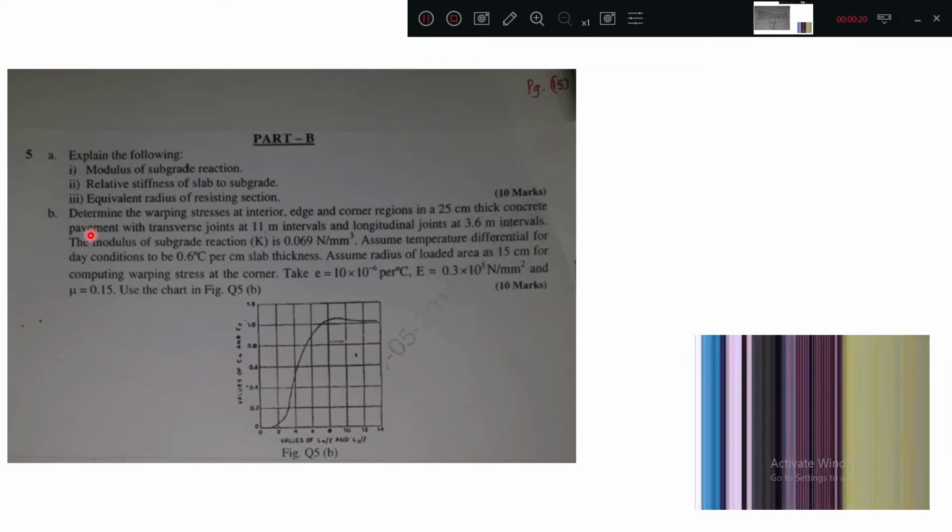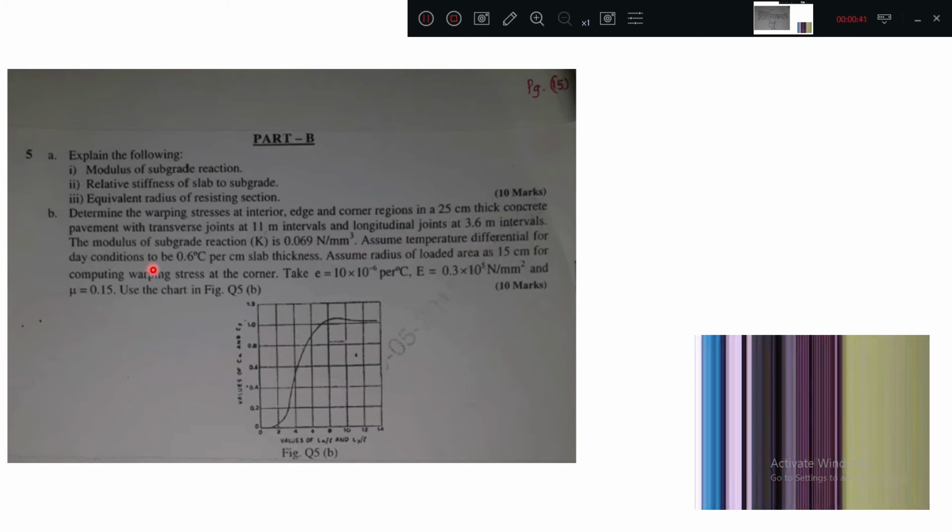Transverse joint Lx equal to 11 meter, Ly equal to 3.6 meter, longitudinal joint. Modulus of subgrade reaction K equal to 0.069 Newton per mm cube. So I can directly see here K equal to 6.9 kg per centimeter cube. Here only I can understand.